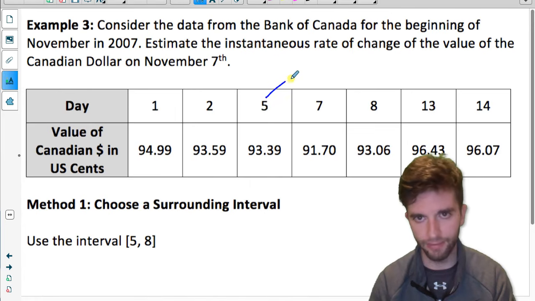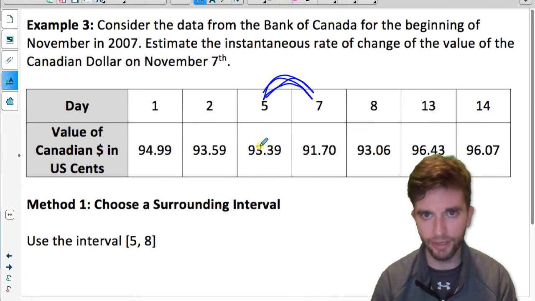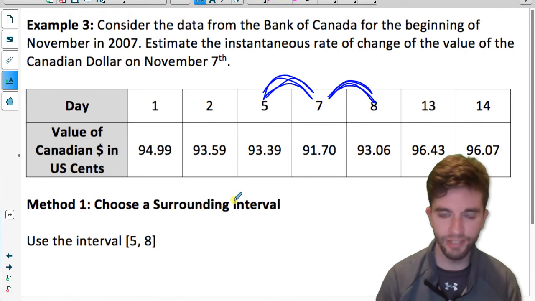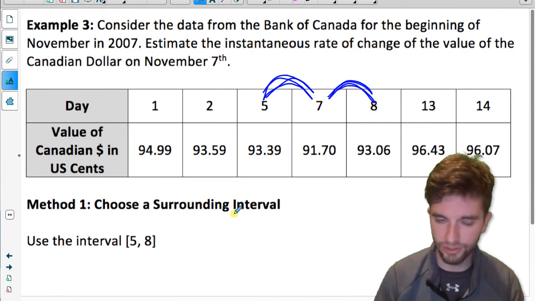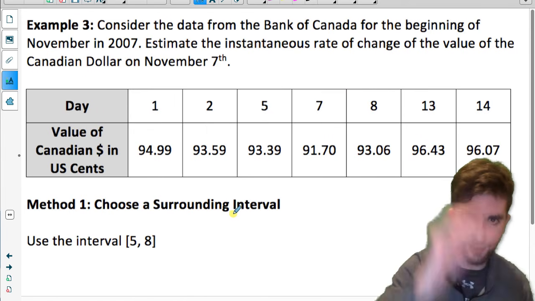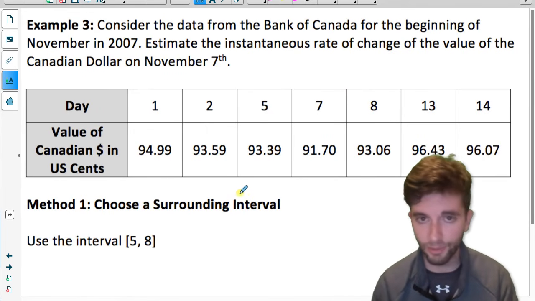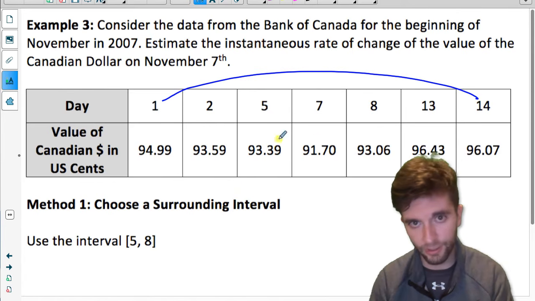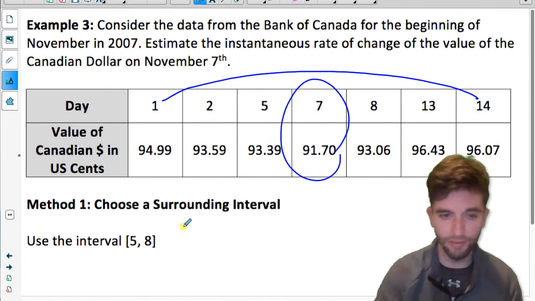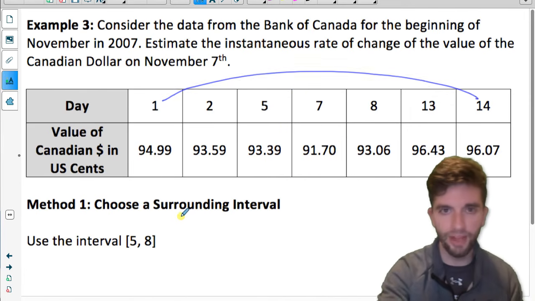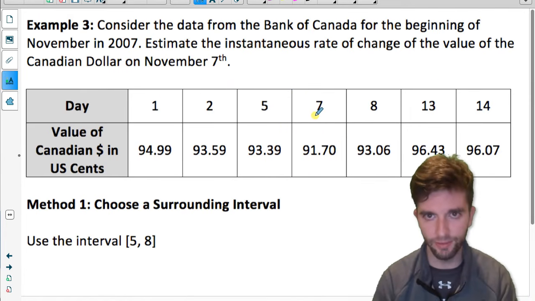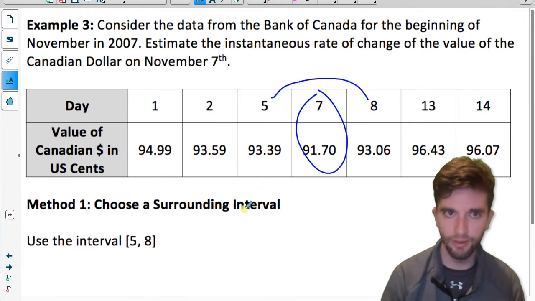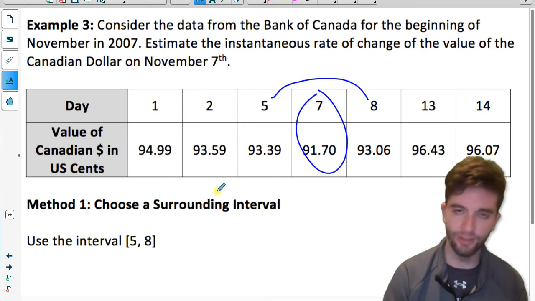So we could find the average rate of change on an interval prior to November 7th and calculate the average rate of change on an interval after November 7th and then average those two. And notice when I was doing these two methods, I was keeping the intervals as small as possible. That's what gives us the best estimate. An interval from 1 to 14, yes, does surround November 7th, but that's not as small as possible. The smallest interval possible that surrounds November 7th would be the interval between November 5th and November 8th, based on the information we're given.